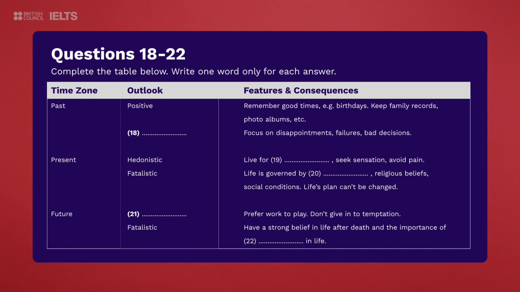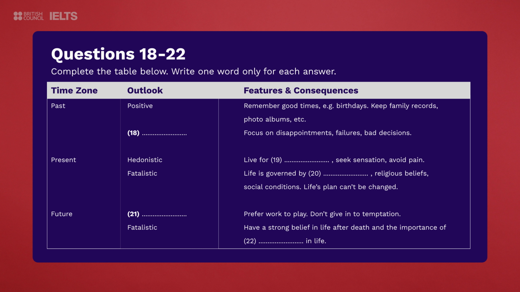Looking at the future time zone, we can see that people classified as future active are the planners and go-getters. They work rather than play and resist temptation. Decisions are made based on potential consequences, not on the experience itself.